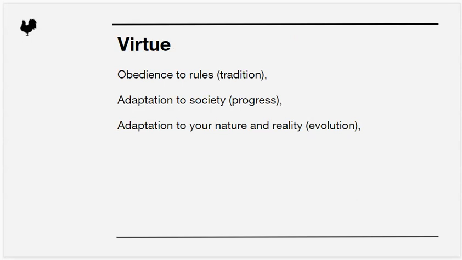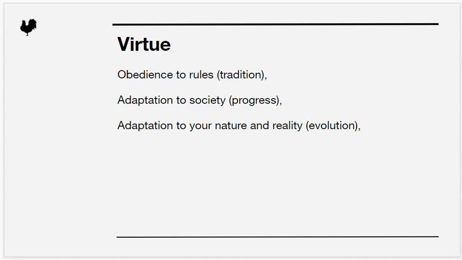Another way we can do this is in virtue. How do we conceptualize virtue? It could be obedience to rules, to traditional rules that we don't question. That would be a poor integration. That would be a misintegration. Another way would be virtue is progress. Virtue is simply adaptation to society. That is abdicating the responsibility of saying what virtue is, because essentially you're saying virtue is whatever society wants. There's no objectivity to virtue at all.